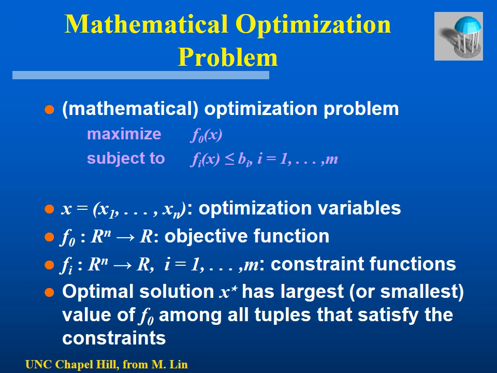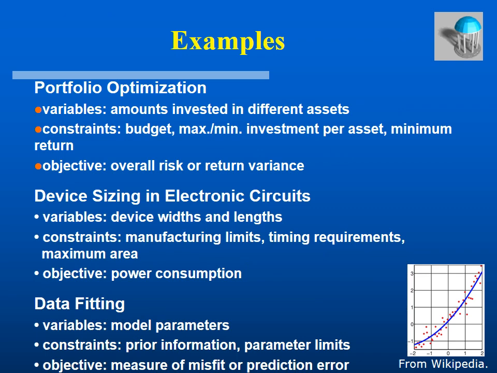So we're trying to find that particular tuple, that is to say a value for x1 and another different value for x2 and a different value for x3 and so on up to a value for xn, such that among all tuples which satisfy the constraints, this one, which we'll call x star, has the largest value of f0. Examples of problems like this.